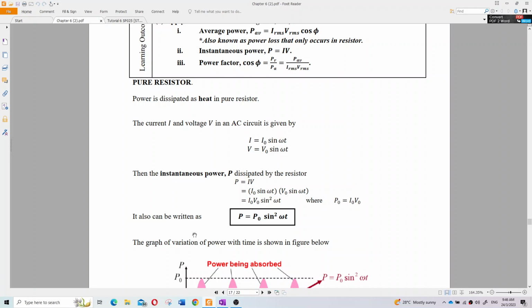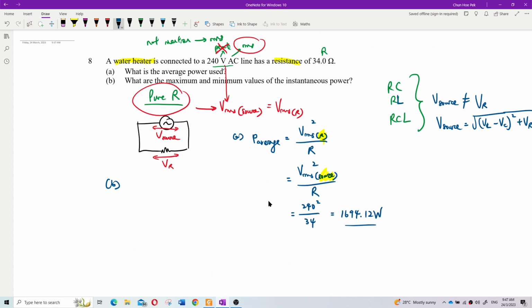So instantaneous power is I naught sine omega t multiplied by V naught sine omega t, which gives I naught V naught sine square omega t, and the power is P naught sine square omega t. So P equals P naught sine square omega t for a pure resistor. You can see the maximum power is P naught, which is I naught V naught.